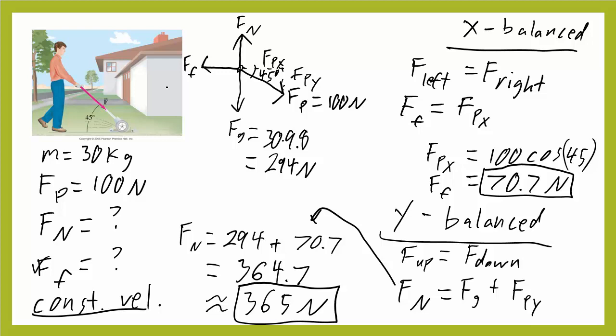So quite a bit going on. I would be careful to have a bookkeeping system or some way of keeping track of all this information. Don't just jump in and hope that everything goes where it's supposed to go. So we were able to find friction and the normal force while the mower was moving at a constant velocity. Now let's look at this situation again.